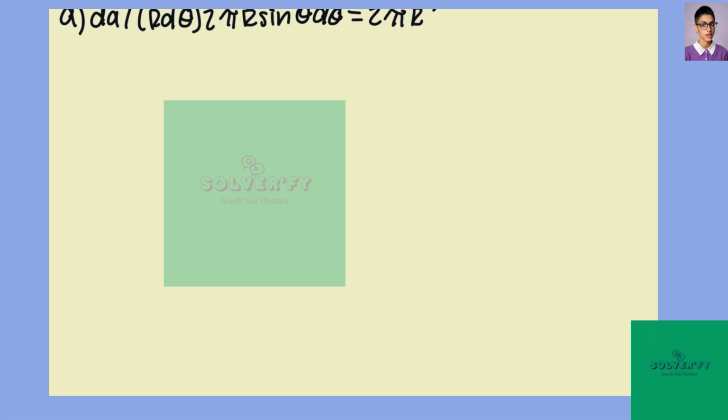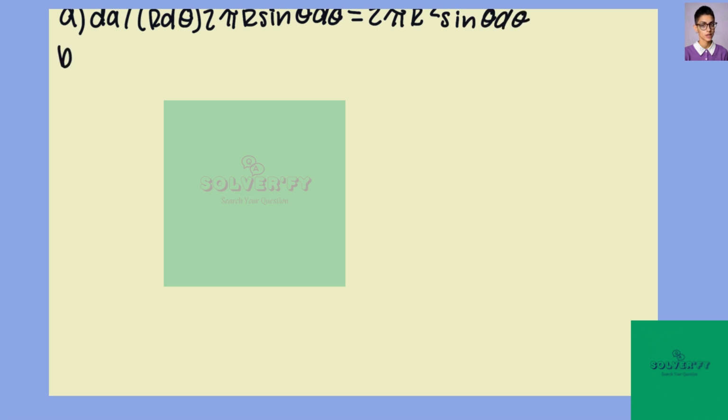For this problem, we want to calculate the magnetic moment of a spinning sphere of charge. So there's a lot of parts, but let's start with part A. dA divided by R dθ times 2π r sinθ, and that's equivalent to 2π r² sinθ.